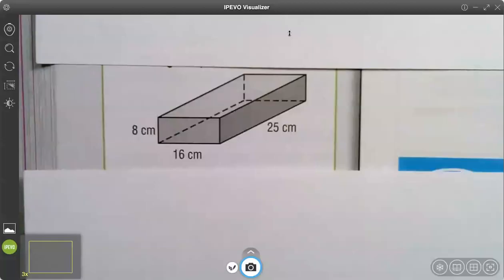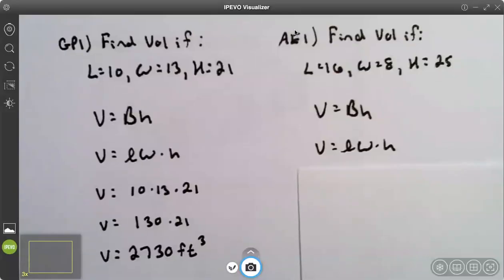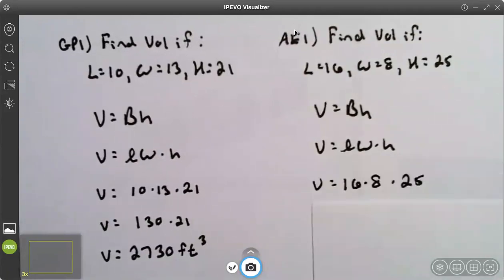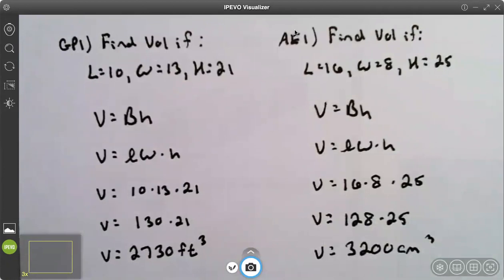Number 2, last rectangular prism for today. Find the volume of this rectangular prism. Again, on rectangular prisms, it does not matter which one you plug in for length, width, or height, as long as you multiply the three numbers together. I chose 16 and 8 as my base to get an area of 128, and I multiplied it by the height or depth of my prism of 25. If you mixed the three numbers up and did it differently, that is fine. You'll get the exact same answer as long as you get 3,200 cubic centimeters.